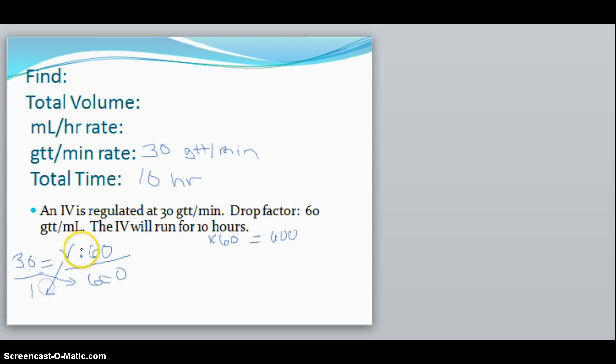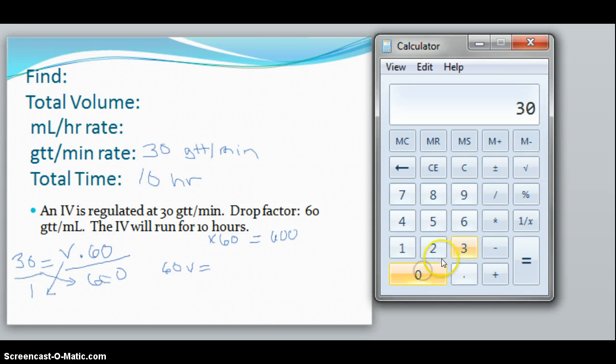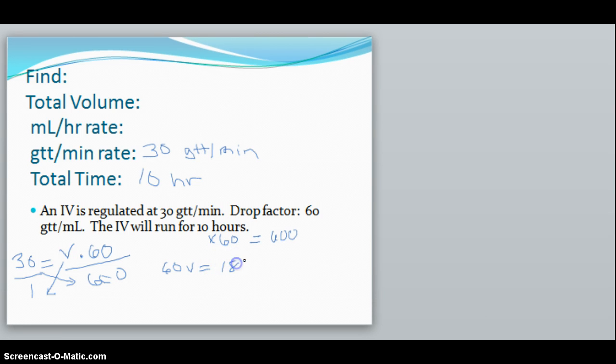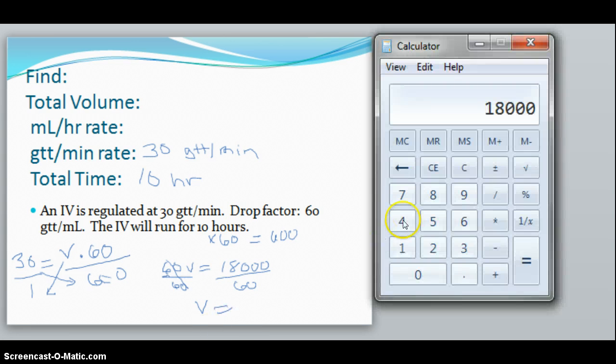So multiply on the two diagonals. On this diagonal, we typically write the number first. So 60V is equal to, and then we need to do 30 times 600. So 30 times 600. So 18,000. We'll divide both sides by 60. So these cancel, and V equals, I'll go back to my calculator and type divided by 60, and V equals 300.